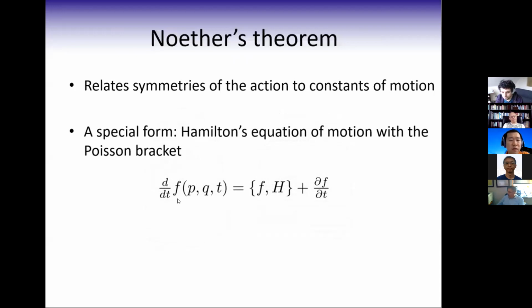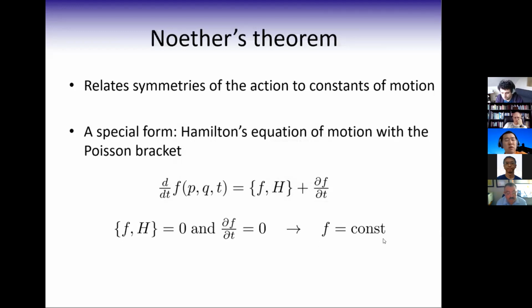Here H is a dynamic quantity that depends on the position, the momentum, and time. So it satisfies this equation, where this is the Poisson bracket. If we want to extract some constant of motion or conserved quantity from this equation, that's pretty straightforward, right? We just require that the Poisson bracket vanishes, and also that this dynamic quantity F has no explicit time dependence. Under those conditions, we find that F is a constant of motion or conserved quantity.